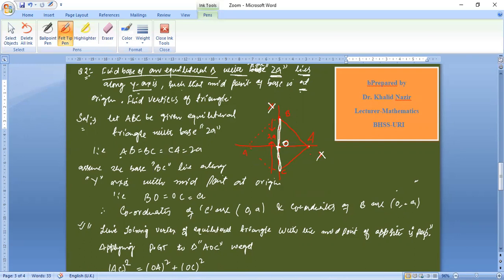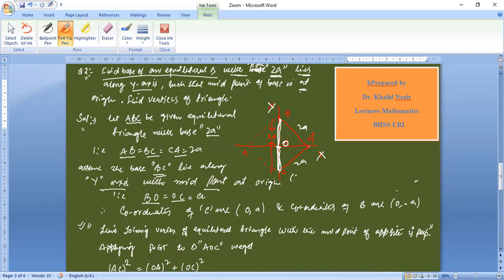Now, one more thing. ABC be the given triangle, 2a is the given side, so AB, BC, CA. Since this is an equilateral triangle, all the sides would be 2a, right? So this is also 2a and this side is also 2a. Assume that base BC is along y-axis. I'm assuming the midpoint, so that means BO is a, and OC is also a, right? Now, if this is a, what are the coordinates of C then?